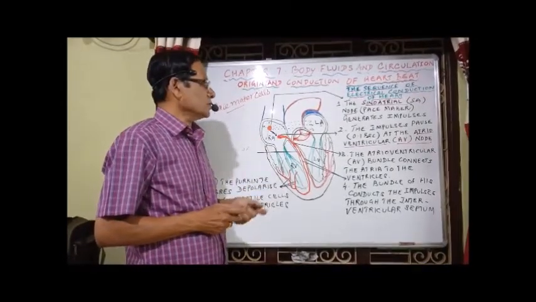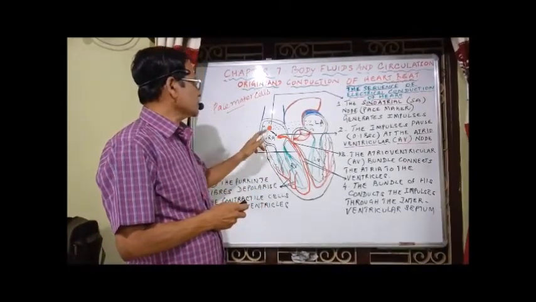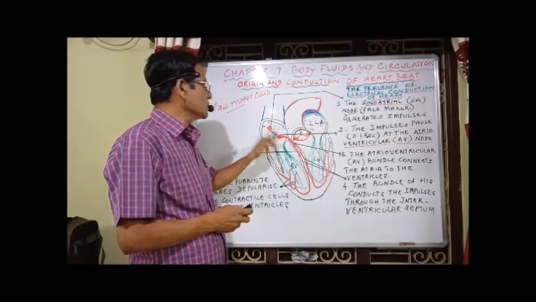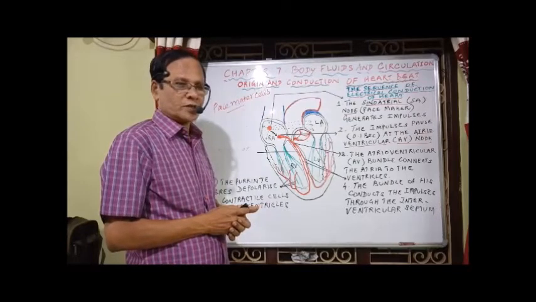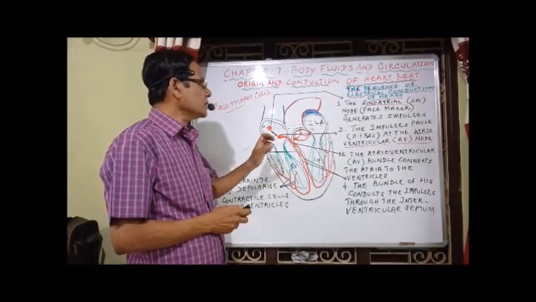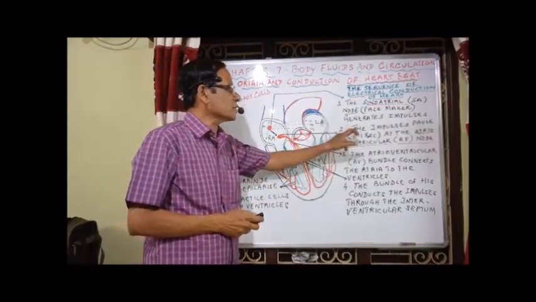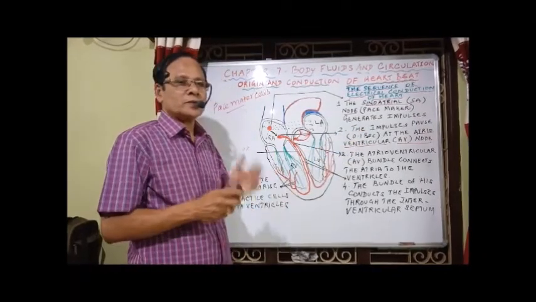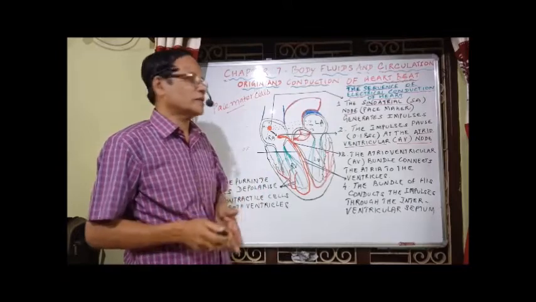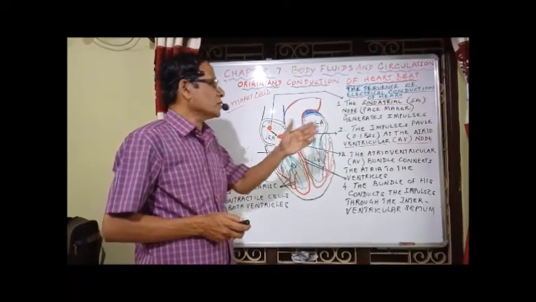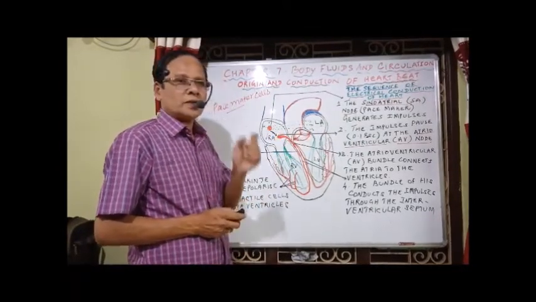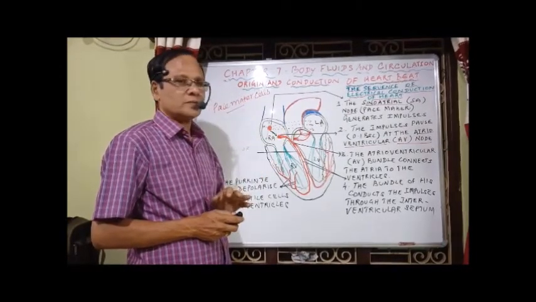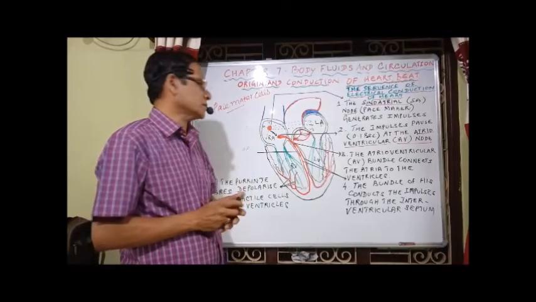Now the impulses which are generated by the SA node are picked up by the AV node, where there is a pause condition. I mentioned here the impulses pause for 0.1 second. Know the meaning of that: there is no conduction at the atrioventricular node. The impulses remain there for a while, that is 0.1 second. That condition is called the pause condition. There is no movement of the electrical impulses.